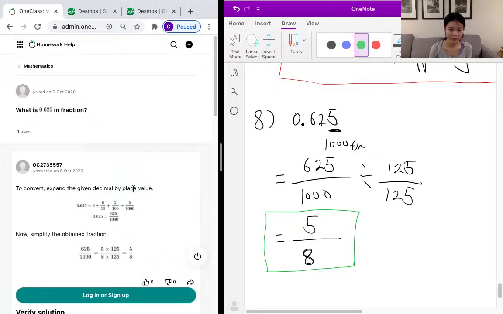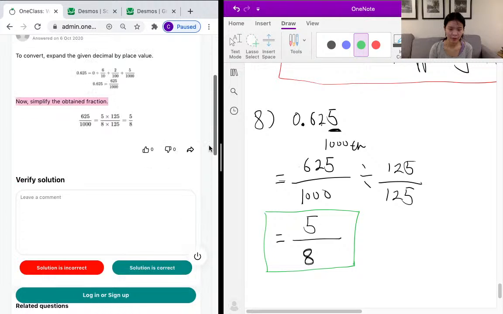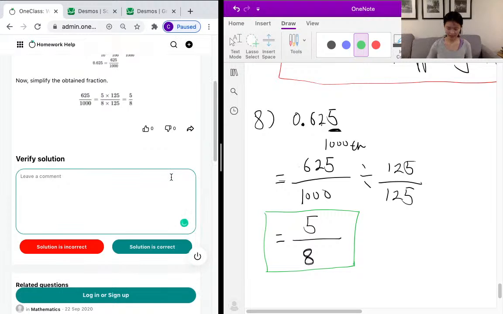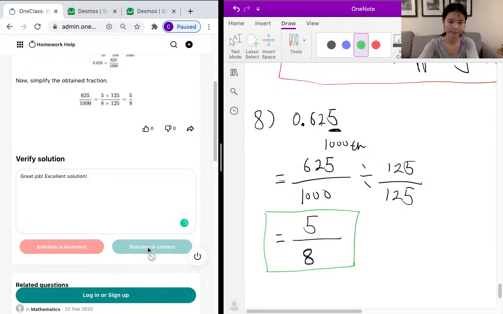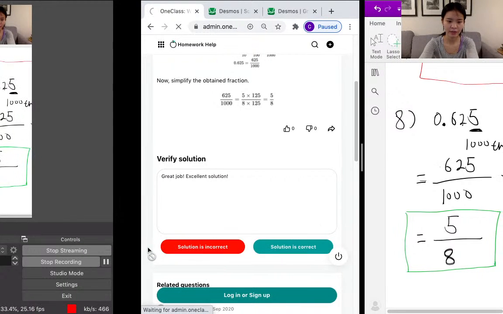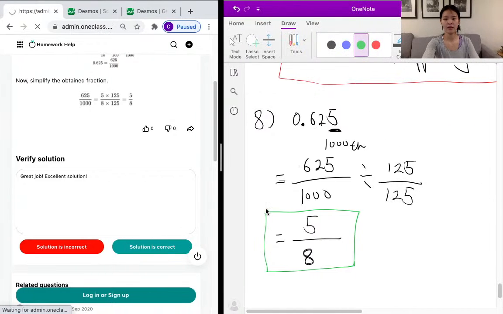Let's look at a sample solution here. Perfect, they used the same way as us, or at least a very similar way. So let's just say, great job, the solution is correct, or excellent solution. Cool. Now let's move on to our next problem.